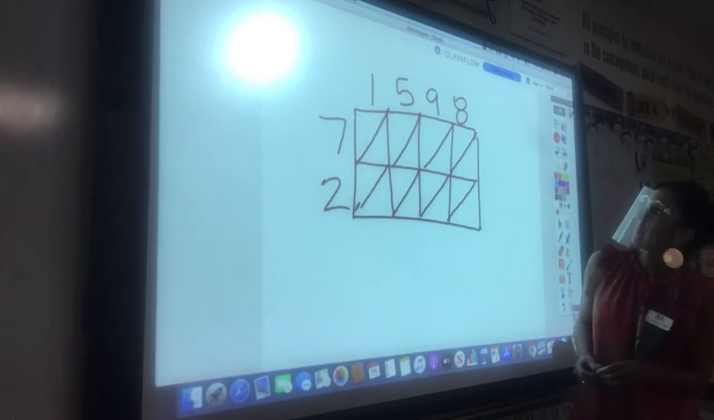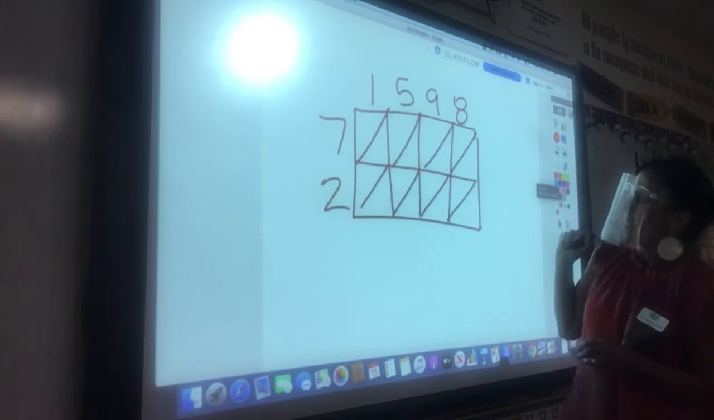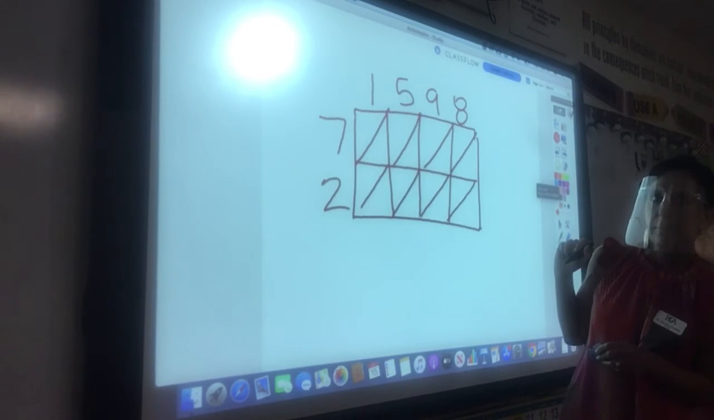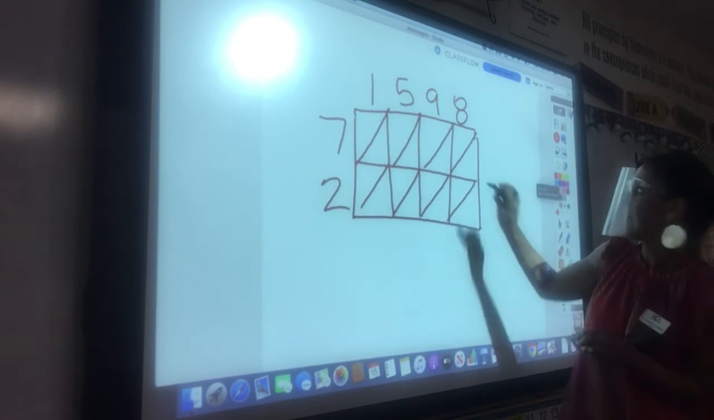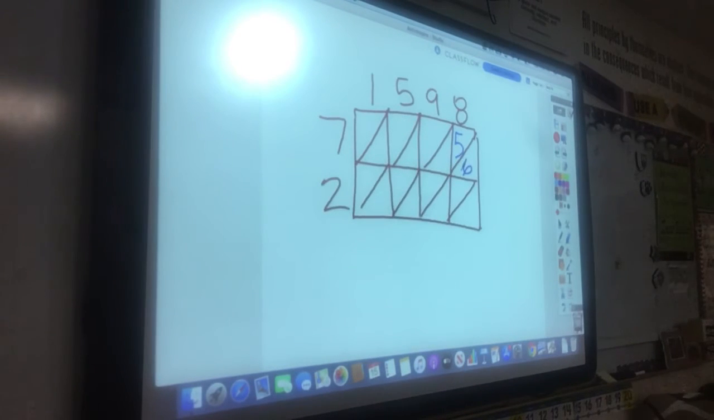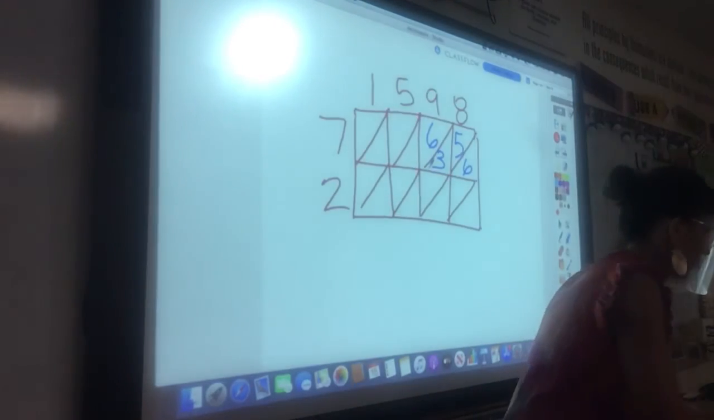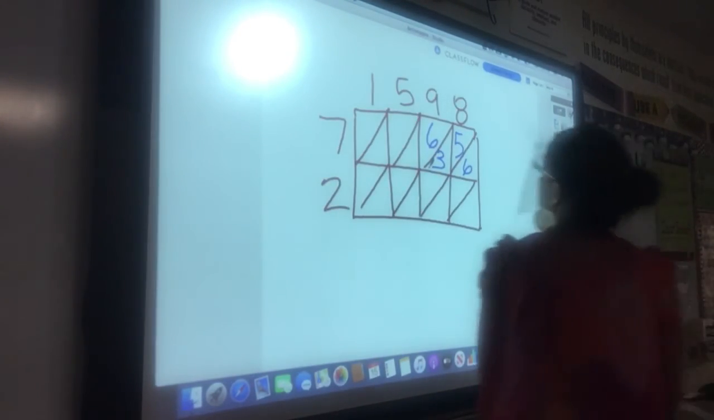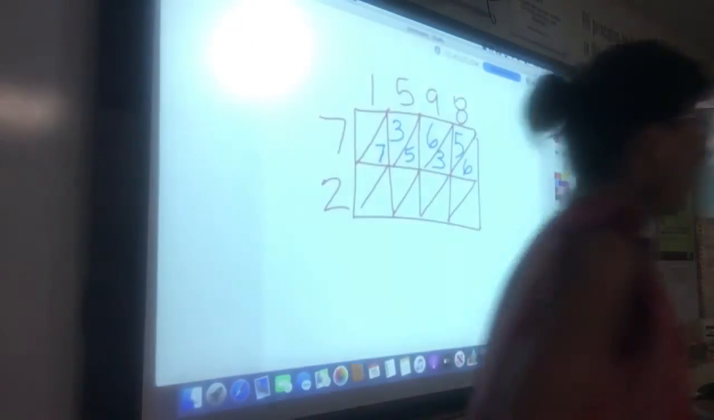Okay, so we need to multiply 7 times 8. 56. Okay, then we need to multiply 9 times 7. 63. Okay, and then we need to multiply 7 times 5. 35. And then lastly, we have 7 times 1, which we know is 7, but it's got to go in that bottom half.